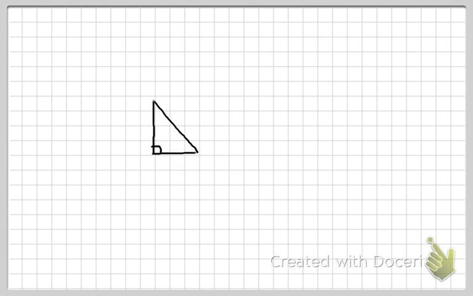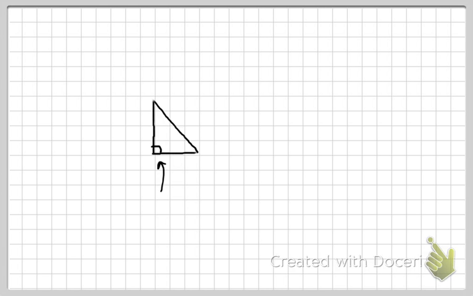Okay, in this video, we're going to use a model and diagram to explain Pythagorean's theorem. So the first thing is we're going to talk about what Pythagorean's theorem is. First, we have to have a right triangle, and it's noted here.